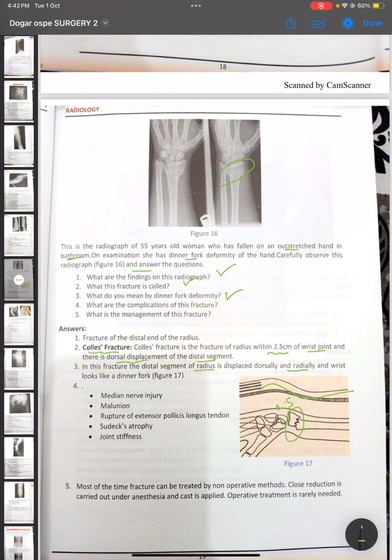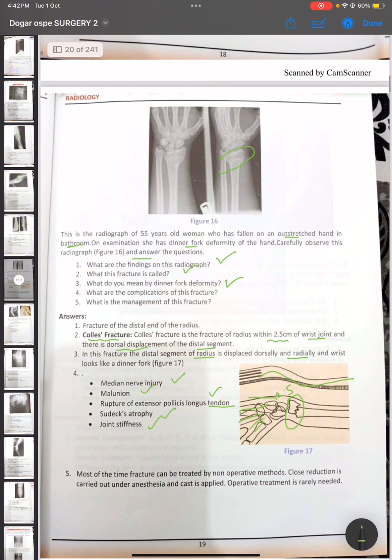a dinner fork. What are the complications of this fracture? Median nerve injury, malunion may occur, rupture of extensor pollicis longus tendons. Here, the extensor pollicis longus tendons are present. Also pseudo atrophy and joint stiffness. Okay. What is the management of this fracture?